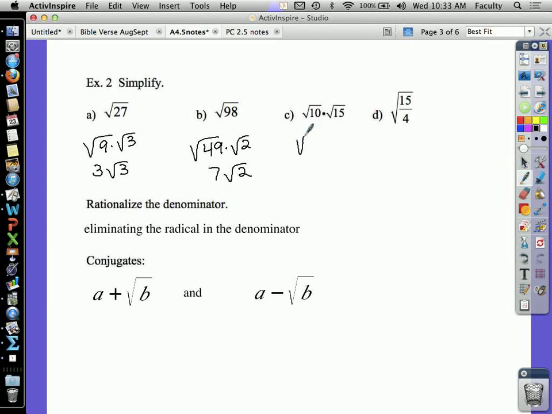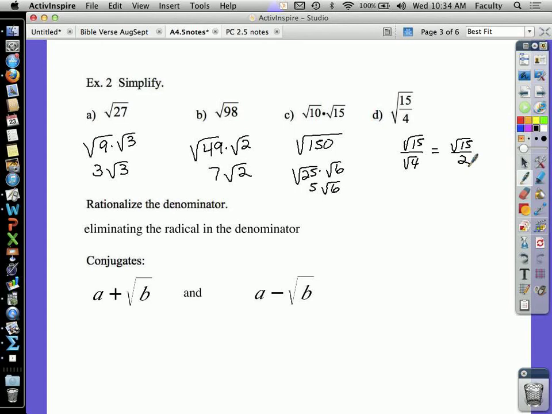In letter C, we need to use the product property and make that the square root of 150. And then what perfect square factor? Yeah, 25 goes in there 6 times. So it's 5 square root 6. So that's square root 15 over 2. Alright, any questions on example 1 or example 2?